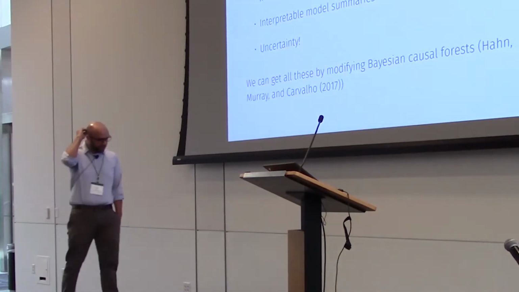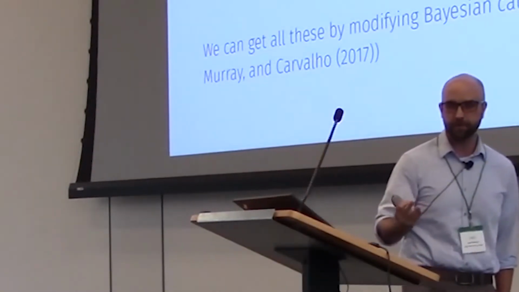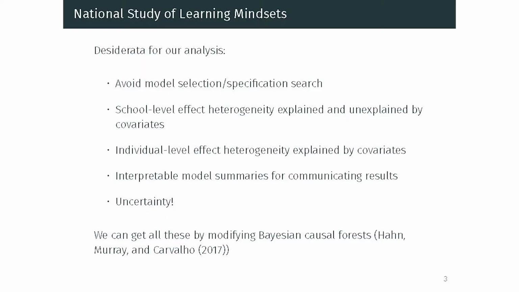In thinking about the kinds of analysis we want to do for this problem, we want to estimate treatment effect heterogeneity. We want to do this in a flexible way. We also want to avoid an explicit model selection or specification search. That's why I'm going to take this Bayesian nonparametric approach. I'm going to write down a nonparametric prior that I think is reasonable, and then let the data determine where we go from there.